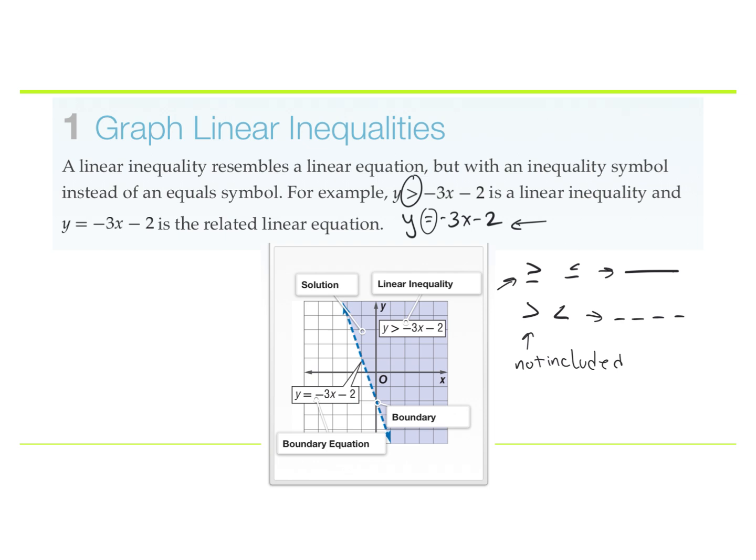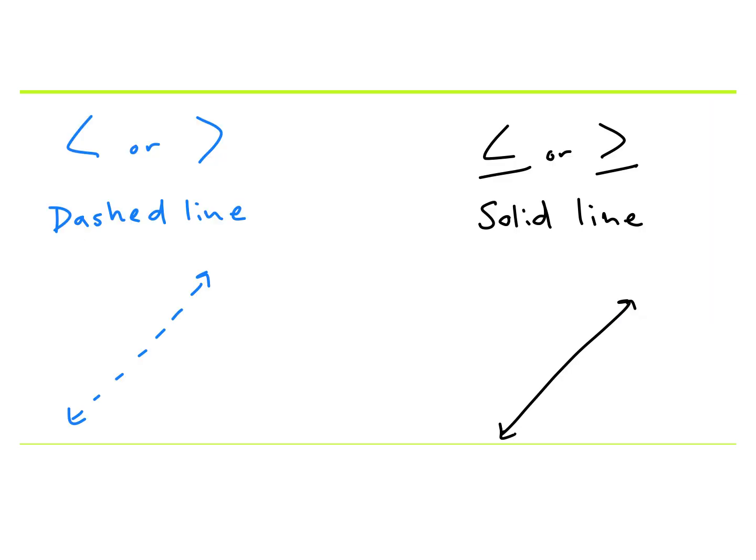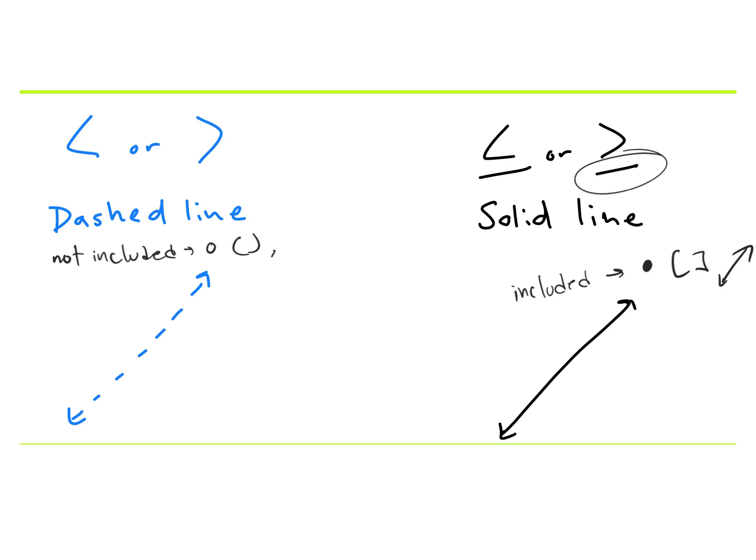Remember, that line is kind of like the boundary of the equation or the inequality. So like I mentioned, you have greater than or less than as a dashed line, and then you have greater than or equal to, which will be a solid line. Again, this means included. Remember, every time we have an "or equal to" at the bottom, it's going to be a closed circle, bracket, or a solid line. And then for the dash, it's not included. So that's going to be an open circle, a parenthesis, and a dashed line.